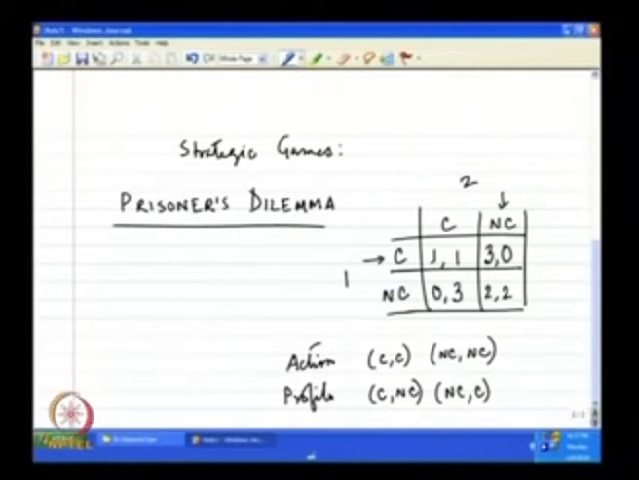So this is the situation. This is a prisoner's dilemma game. This is the typical prisoner's dilemma game. We shall see that such a situation, qualitatively, can prevail in other spheres of life as well.